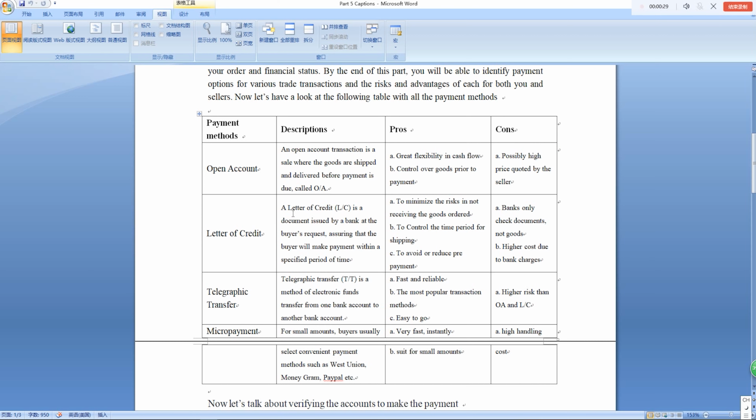Letter of credit. A letter of credit is a document issued by a bank at the buyer's request, assuring that the buyer will make payment within a specified period of time. The pros: to minimize the risk of not receiving the goods ordered. You can control the time period for shipping and avoid or reduce prepayment. Cons: banks only check documents, not goods. Higher costs due to bank charges.